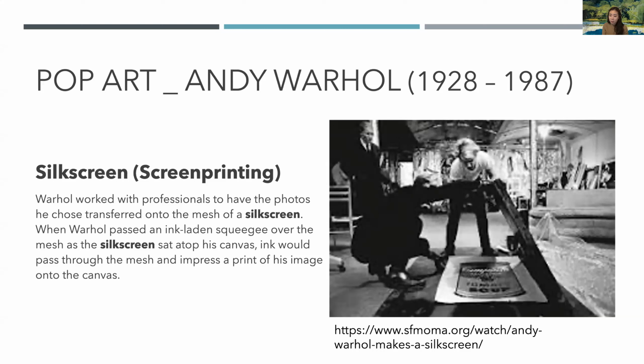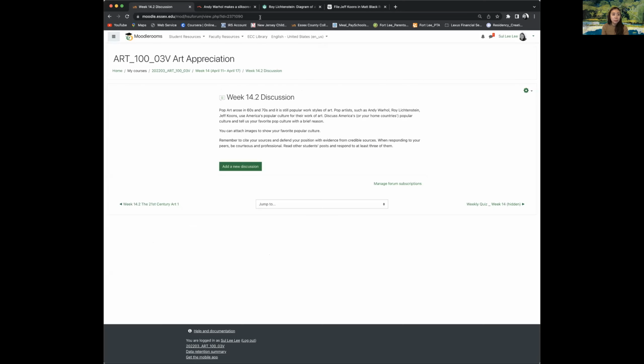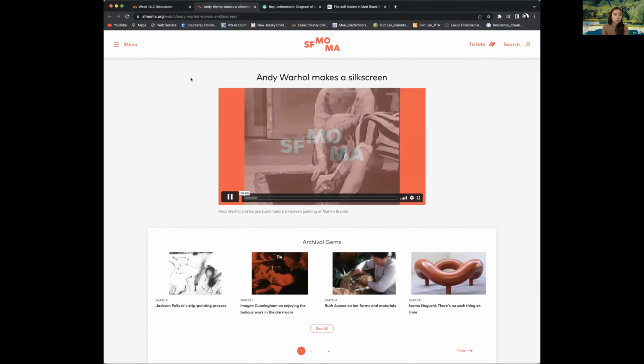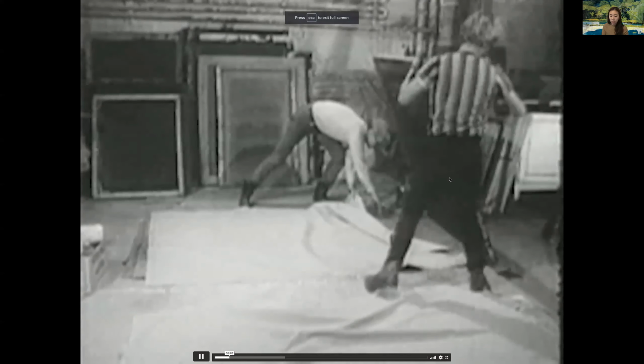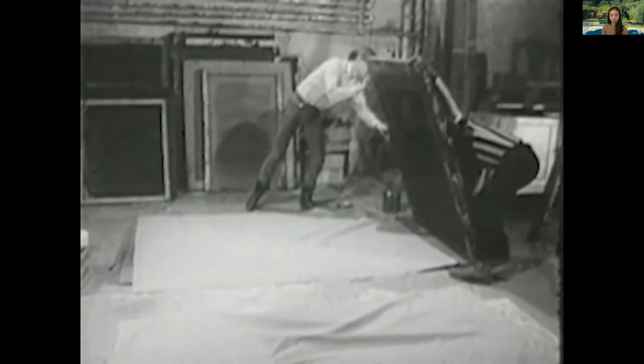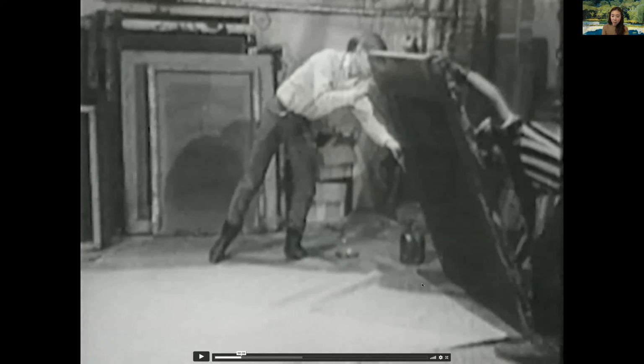So I'm gonna share a video on how the artists create a work of art, like the painting work with the silk screen technique on a canvas. So on the floor, he just placed the canvas, and this is the silk screen frame.